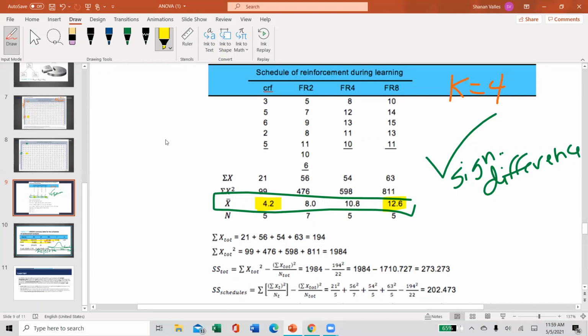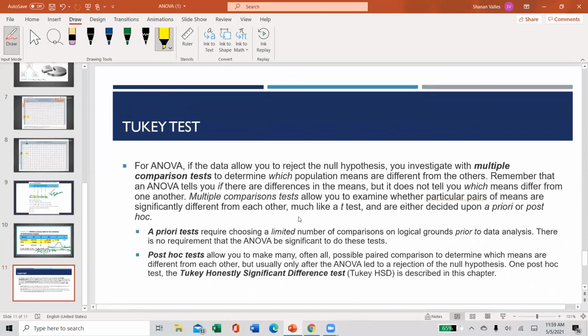But we don't know, is there a difference between 10.8 and 12.6? I don't know. Is there a difference between 8 and 10.8? Is there a difference between the 8 and the 12? Is there a difference between the 4 and the 8? We don't know. So the more groups you have, the more confused you are. We don't know where they are, or which differences exist. But don't worry, somebody thought this out.